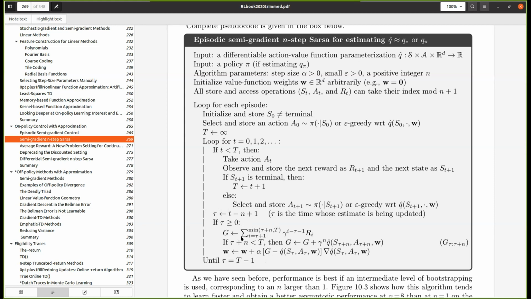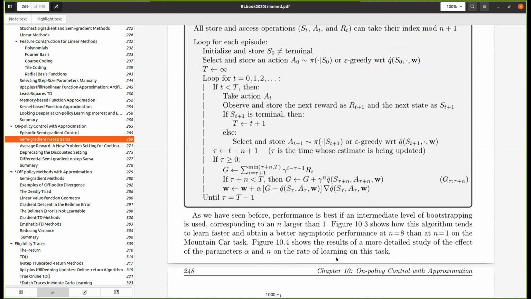So we sum the value here to have the expected returns, and then we do the same kind of update as for the one-step SARSA, but here what we do is we just use the expected returns for n steps rather than one step, but the idea is again very similar.